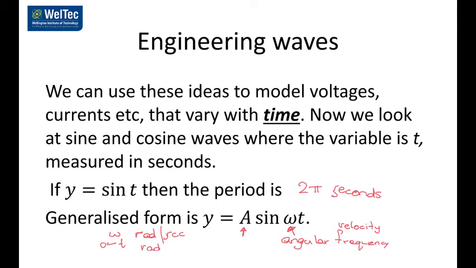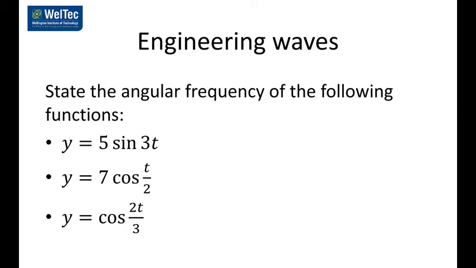The question is easy here. It's asking for the angular frequency of each of the functions. Number 1, the angular frequency is 3 radians per second. Number 2, the angular frequency or the angular velocity is half a radian per second. And for the third one, the angular velocity is 2/3 of a radian per second.